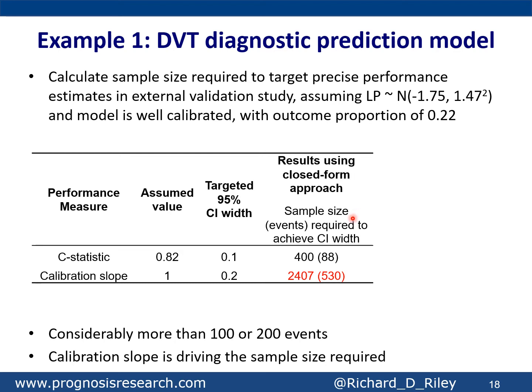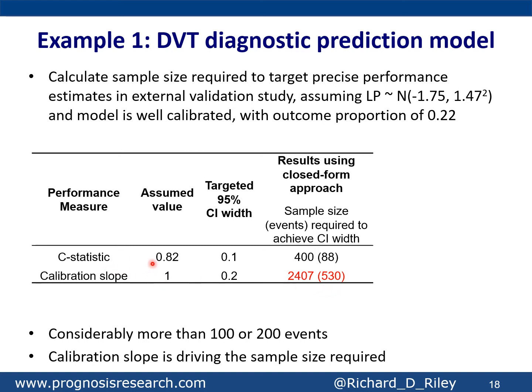So when we apply our closed form solutions, such as the one for the calibration slope that I showed you, we see that to get a targeted 95% confidence interval width for the calibration slope of 0.2, so basically that means that the confidence interval goes from 0.9 to 1.1, assuming the calibration slope is 1 in truth, we need 2,407 participants, which actually, based on this outcome proportion, is about 530 events. Now, clearly that's a lot more than the rule of thumb of 100 events or 200 events.